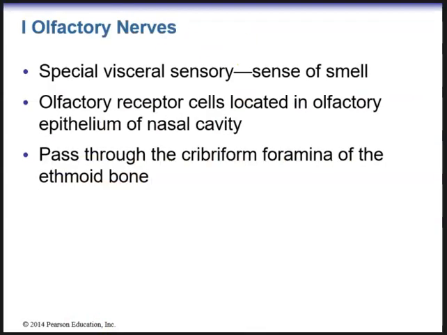So the first cranial nerve we'll talk about is the olfactory nerve, so cranial nerve 1. It is special visceral sensory and provides us with our sense of smell. We have olfactory receptor cells located in the olfactory epithelium of the nasal cavity. Again, these nerves pass through the cribriform plate, so the cribriform foramina of the ethmoid bone.